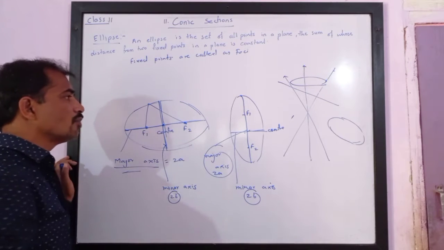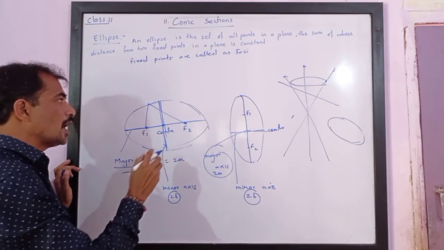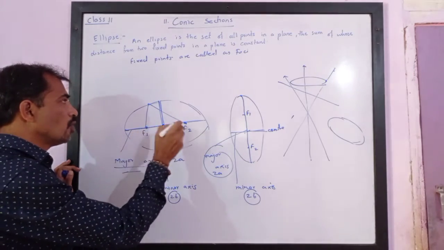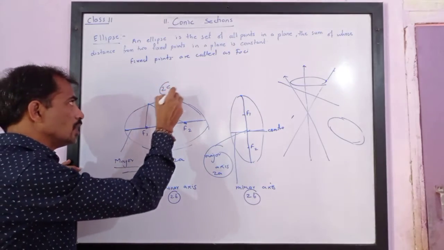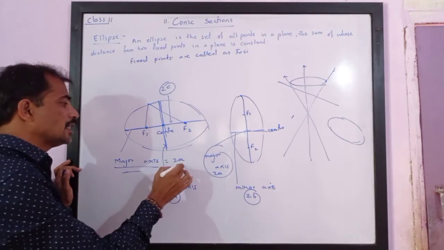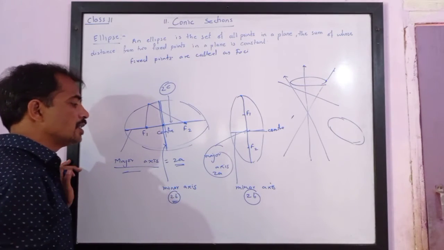And C is the distance of the foci from the center. So the distance between the 2 foci is denoted by 2C. So 2C is the distance between the 2 foci. Then the major axis is denoted by twice A. Minor axis is denoted by twice B.